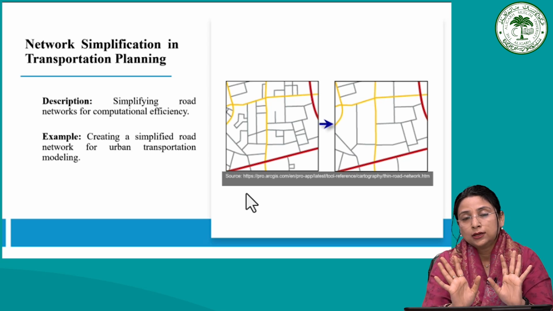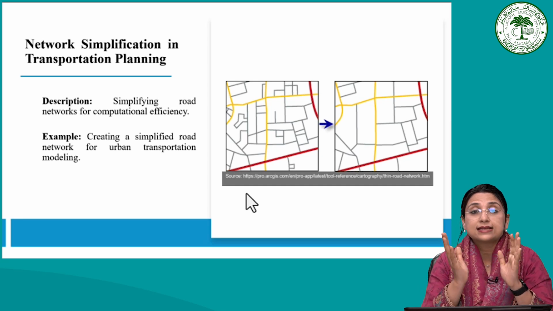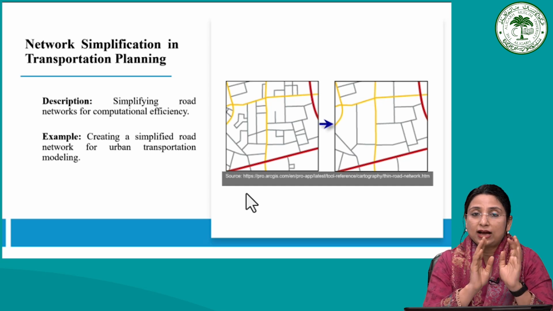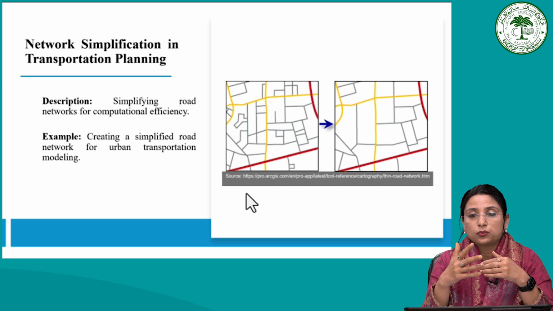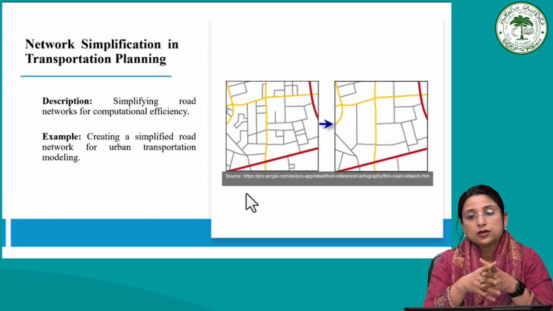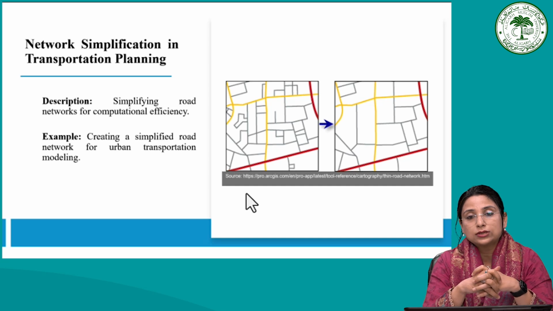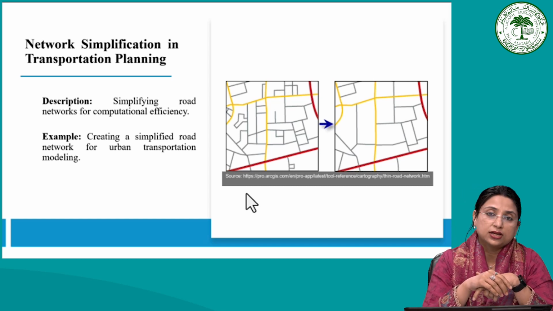Why am I calling it a skeletal representation? Because when we are simplifying, we are reducing the several minor connections, minor networks, minor roads. Only the major roads and key junctions are preserved. So this topological transformation involves removal of the minor roads and simplifying the complex intersections while preserving the essential connectivity and spatial relationships.